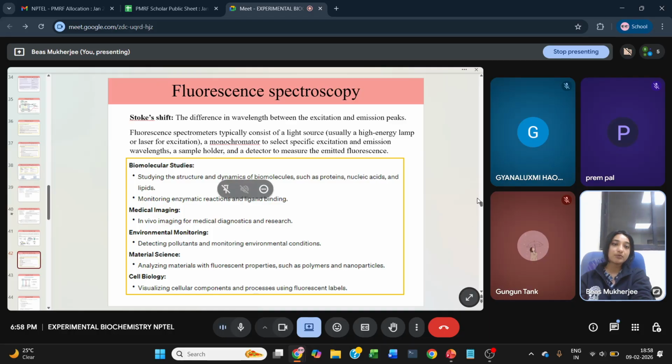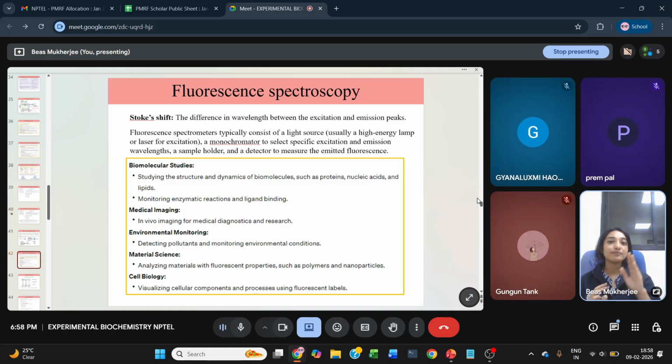Now we'll talk about something called Stokes shift. What is Stokes shift? You already know this. Right, now we talked about the fact that light is absorbed by the molecule and then light of a longer wavelength is released by the molecule. This difference in wavelength is only called Stokes shift.